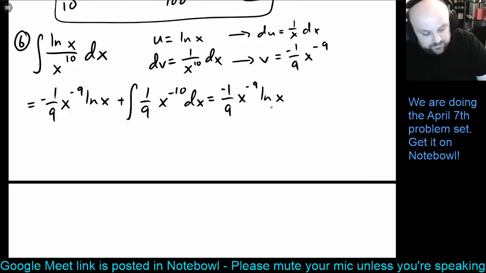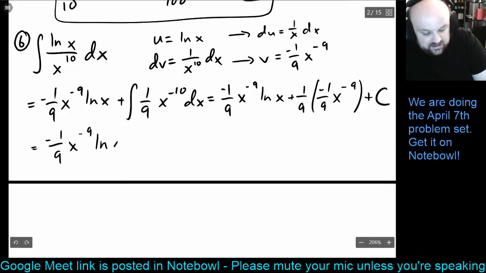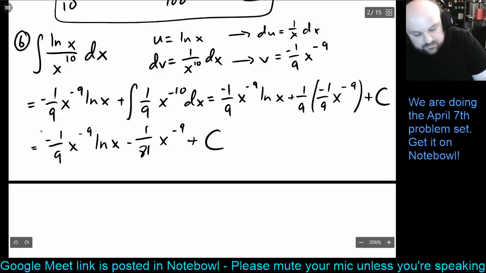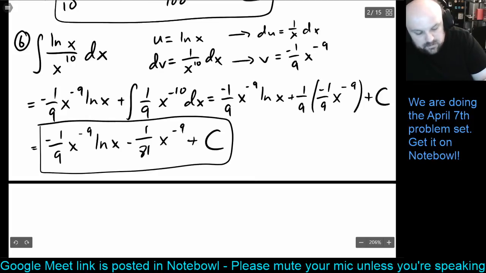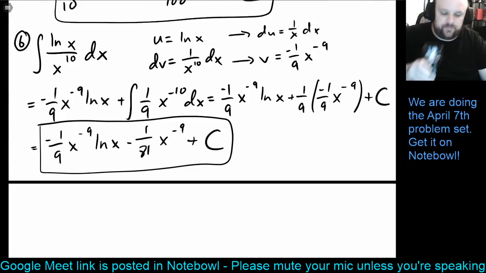Let's see here. And then we integrate this. We're going to get our 1 over 9 and another minus 1 over 9, x to the minus 9, plus c. So minus 1 over 9, x to the minus 9, ln x, minus 1 over 81, x to the minus 9, plus c. All right, so hopefully that all looks good there.